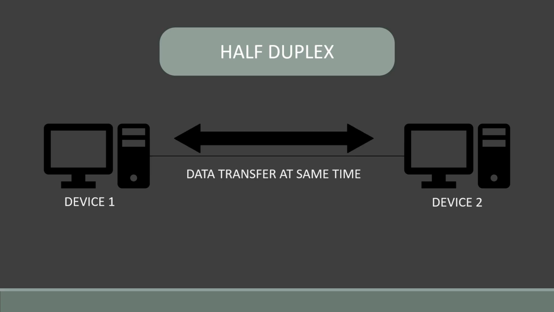Now, talking about full duplex. So just correct it here. It is full duplex. In full duplex mode, data can flow in both directions simultaneously, allowing for two-way communication at the same time. So what happens here is that data from device 1 and device 2 can be transmitted to each other simultaneously at the same time. This is the main advantage of full duplex communication.